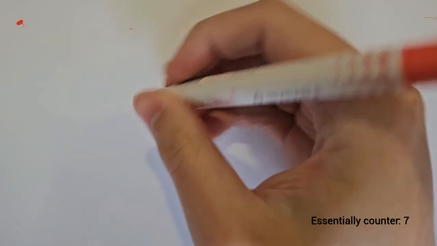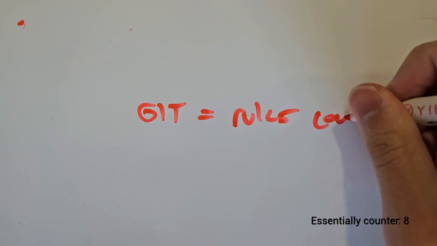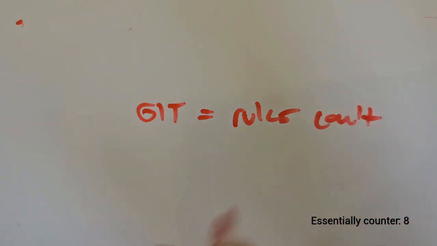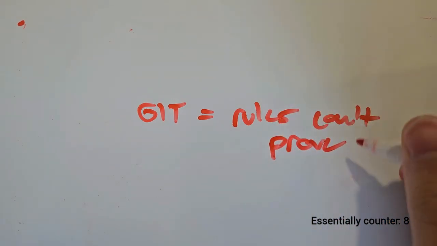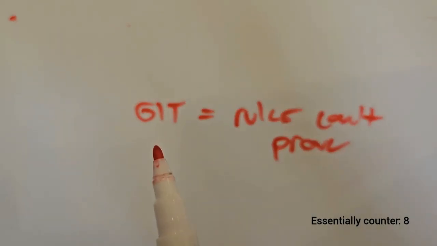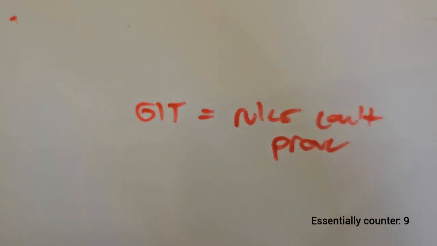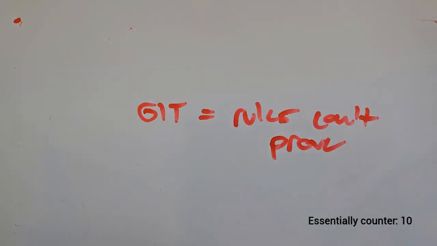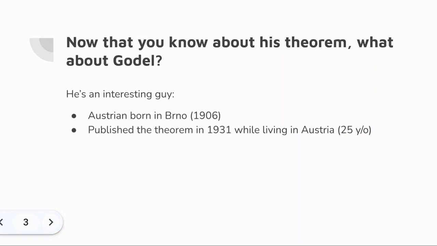What do we learn? GIT essentially means rules can't really be proven. In mathematics, they're incomplete because they go on forever. Rules can't prove. And related to this is Gödel numbers that he created. Because even equations that are deemed to be false have Gödel numbers, essentially it proves his incompleteness theorem, essentially saying that even equations that are deemed to be false can also go on forever. And that's it. Now that you know about his theorem, what about Gödel?